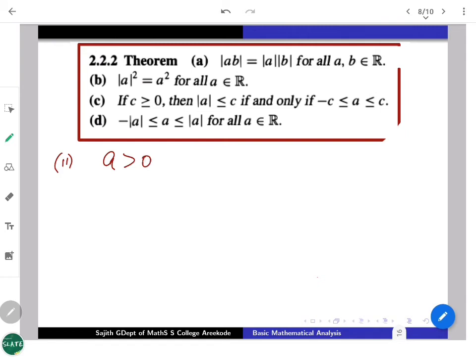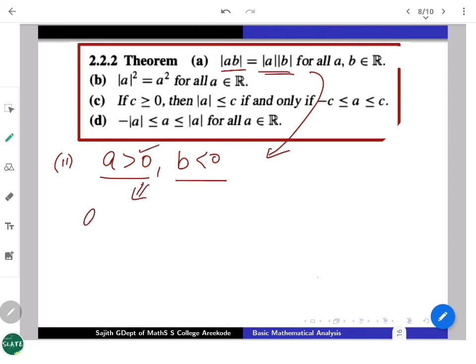So A is greater than 0 and B is less than 0 for the first part. This part again I am trying to look at. I will give the hint and the rest one can do. If you are assuming A is greater than 0 and B is less than 0, then just look at both sides. Left hand side will be what?